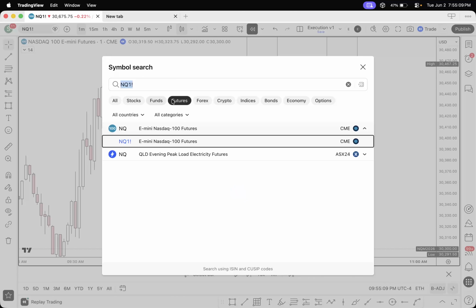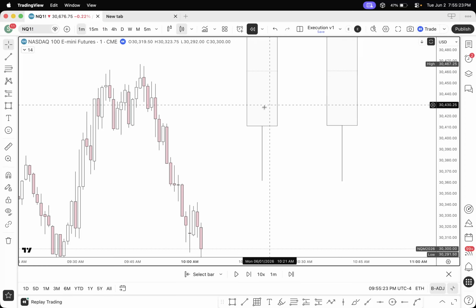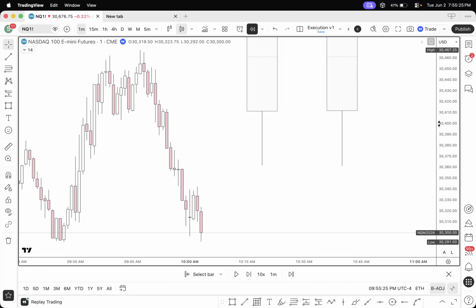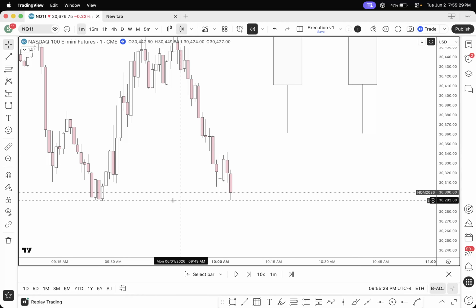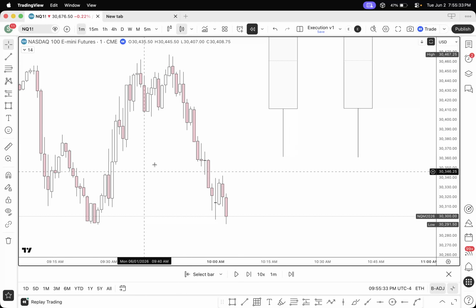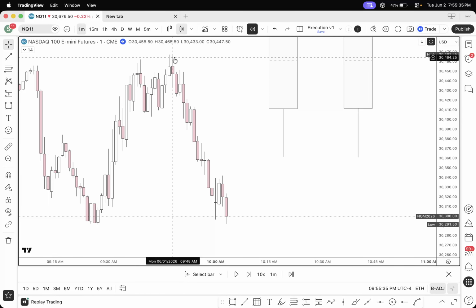Just go to the futures tab and type in NQ1 with an exclamation point, and pick the first one. The symbol looks like this, and the title is E-mini NASDAQ 100 futures. But if you don't want to trade futures, then you do whatever you want. The whole point is that when you're doing your charting, don't switch assets. Just pick one and stick with it.